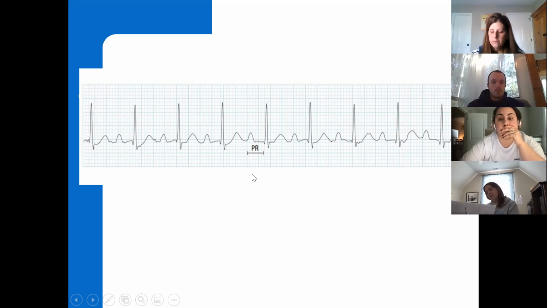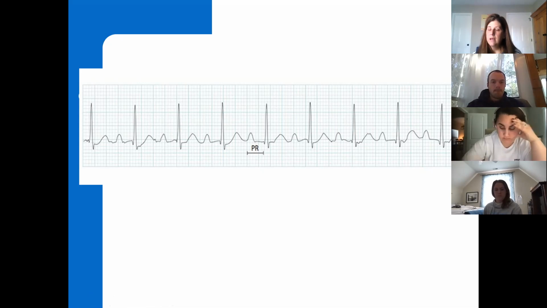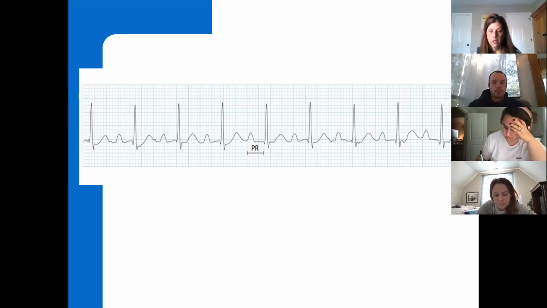Okay? The time that it is taking to get from the SA node to the AV node is taking longer than it should. That's first degree heart block. Everybody with me? My QRSs are beautiful, aren't they? I love them. Gorgeous.